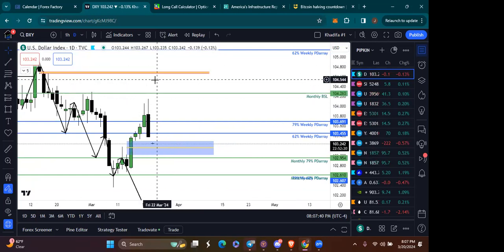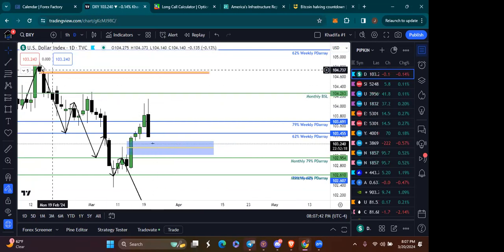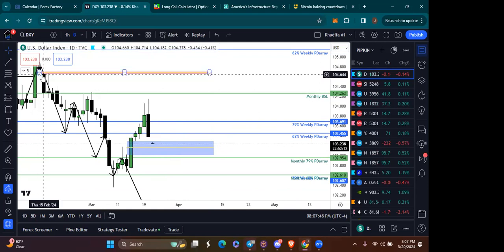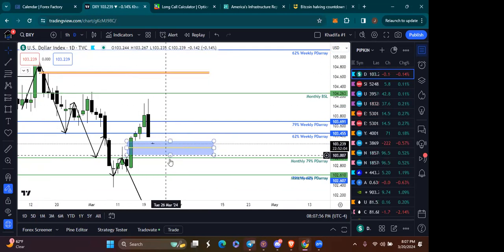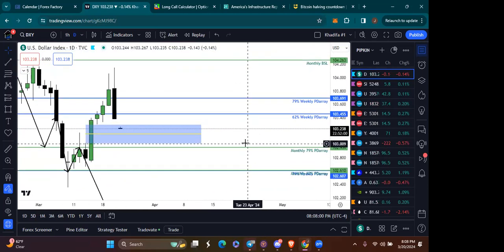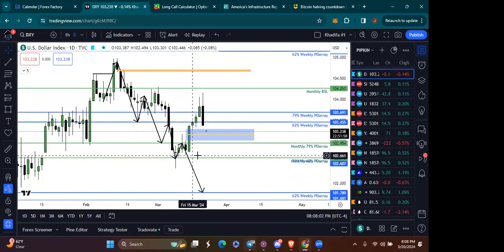And if we do get up here in this area, I don't see why they wouldn't run price up here to this volume imbalance from earlier this month, from the 15th and the 14th. So that's the if-this-then-that analysis.